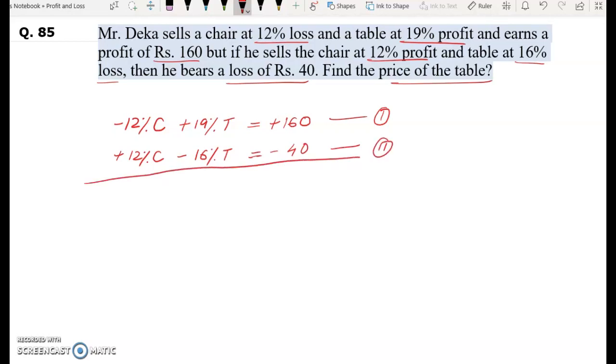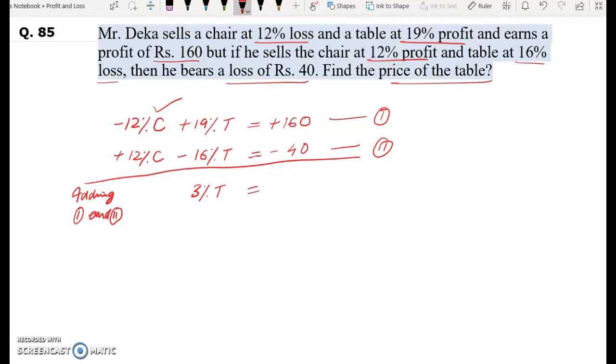Now in this question we need to find the price of the table. So in order to find the price of the table, we will try to eliminate this C. Now minus 12% of C and plus 12% of C. So we can simply add 1 and 2. Adding 1 and 2. What we will get? Minus 12% of C and plus 12% of C will cancel out. So we will have plus 19% of table and minus 16% of table. This will give us 3% of table.